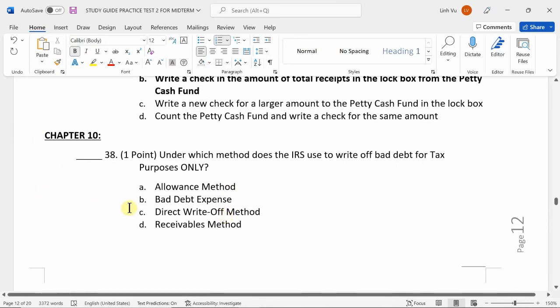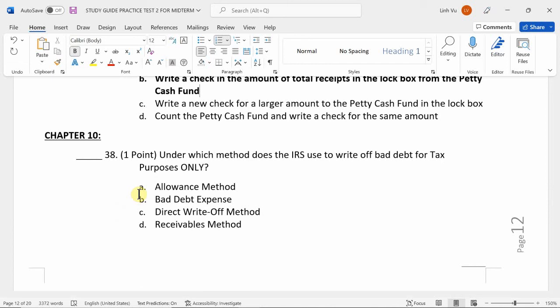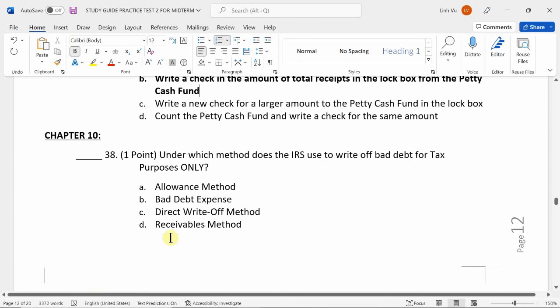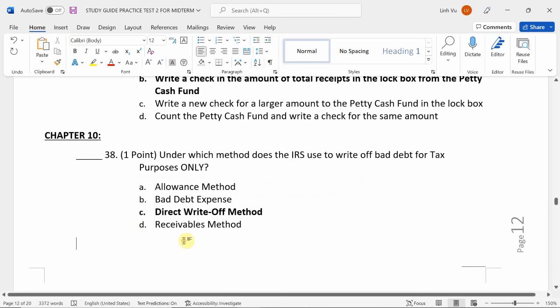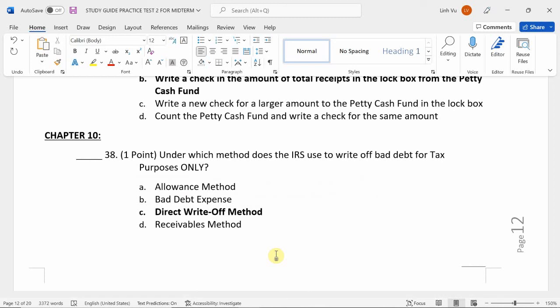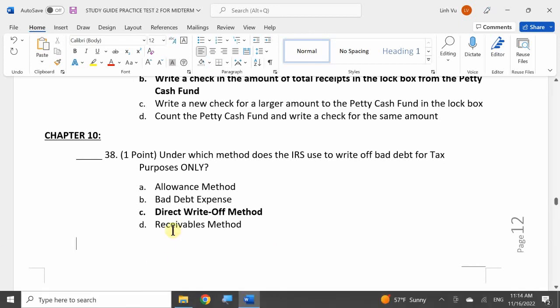Now we're moving into chapter 10, question 38. Under which method does the IRS write off bad debt for tax purposes only? Once again, we said this was the direct write-off method. You're directly writing off the accounts receivable, which a regular accountant cannot do. So in this case, it's done for tax accountants and for IRS purposes only.